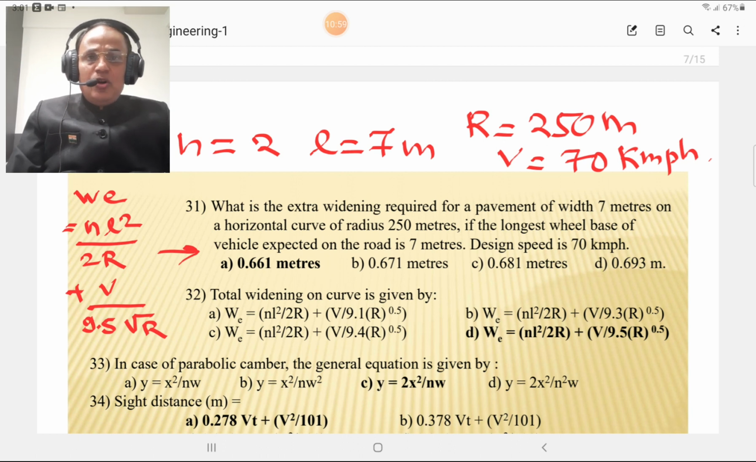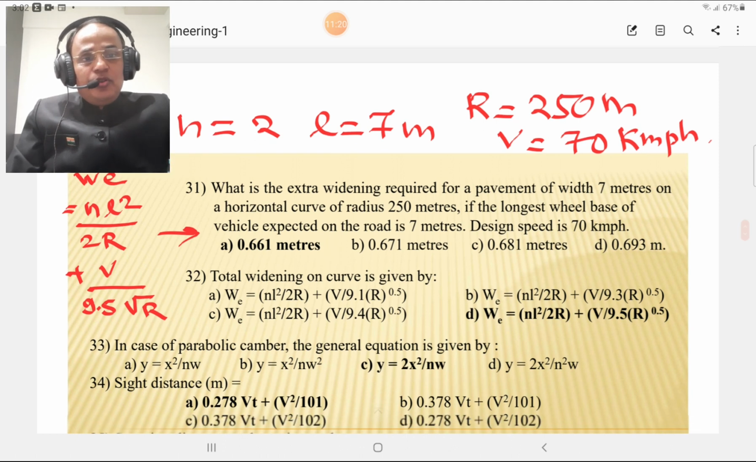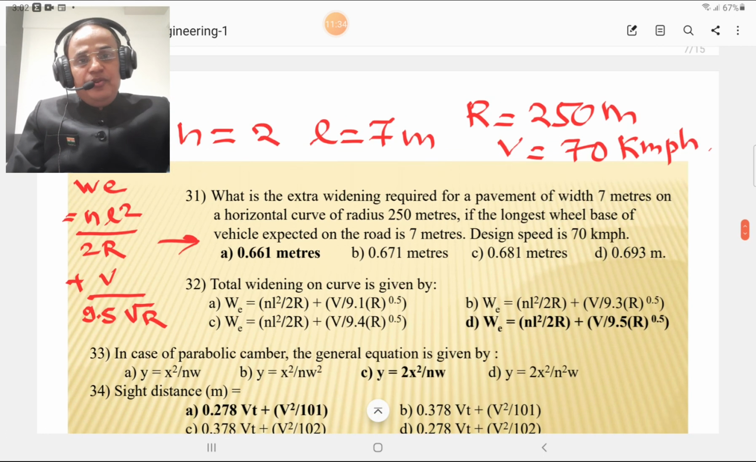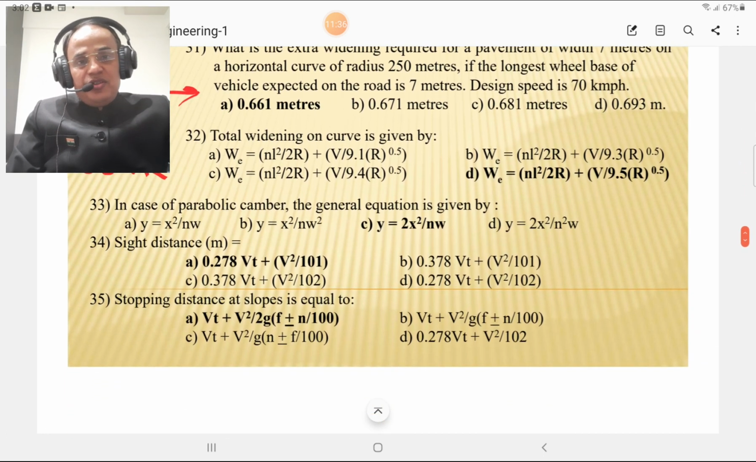So you must remember all this formula. In this equation, the value of n is equal to number of lanes, that is 2. L is 7 meter, that is the length of wheelbase. R is given 250 meter and V is also given as 70 kmph. So using all these values, you can get the answer of 0.661 meter. So total widening of the curve is given by, as discussed earlier, the formula nL square upon 2R plus V divided by 9.5 R raised to 0.5. Okay, similar to first problem.